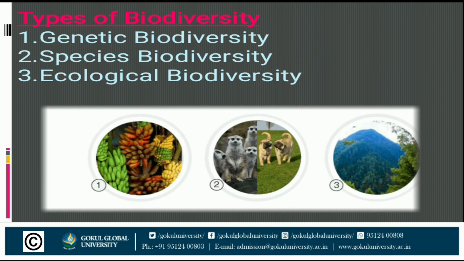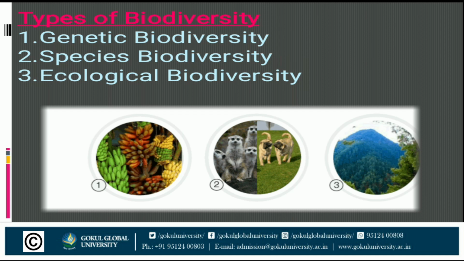First, species diversity. Species diversity refers to the variety of different types of species found in a particular area. It is the biodiversity at the most basic level. It includes all the species ranging from plants to different microorganisms. No two individuals of the same species are exactly similar. For example, humans show a lot of diversity among themselves.